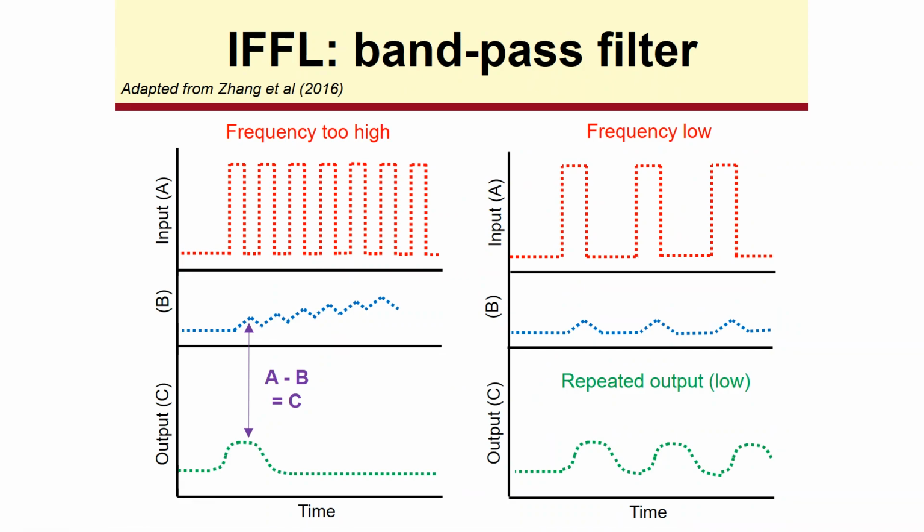IFFLs can also act as a bandpass filter. Right? It's kind of interesting where if you have too high of a frequency, it will get that initial spike and then return to a baseline level.